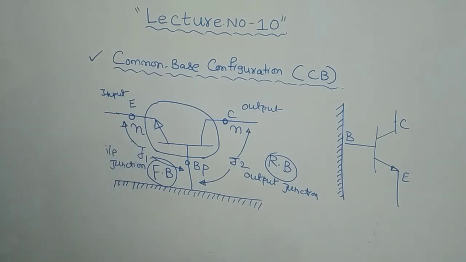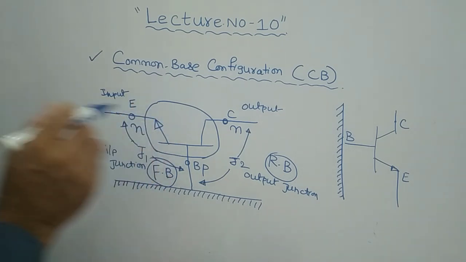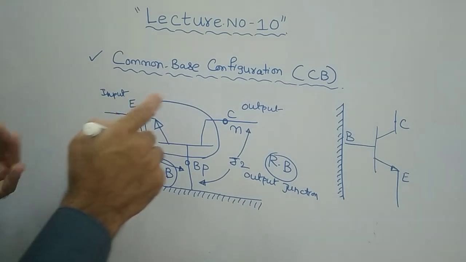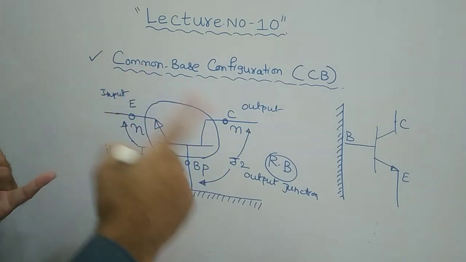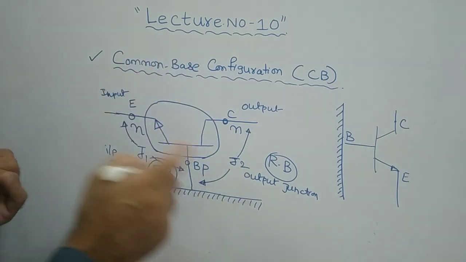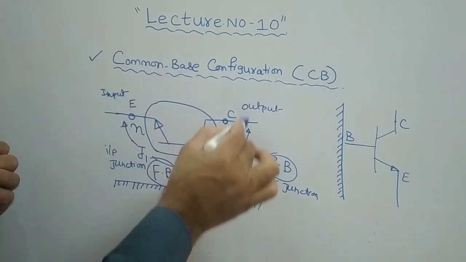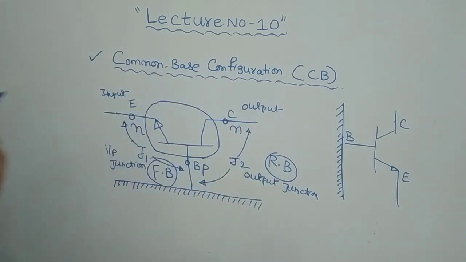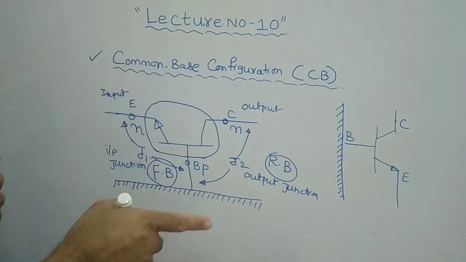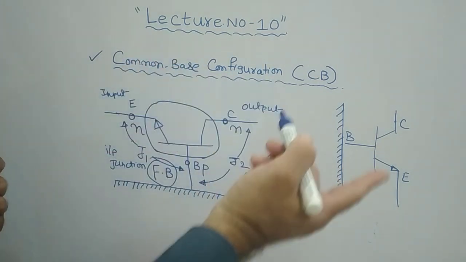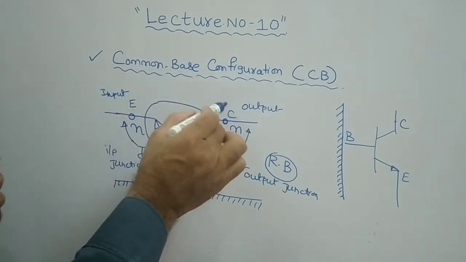Therefore, in this case, one more important point to note down here is that the first configuration is common base configuration and the second is the common emitter. In both these configurations, the output terminal must be the collector only. The collector terminal is taken as the output terminal. Remember that. In both common base as well as common emitter, the output must be taken at collector itself.